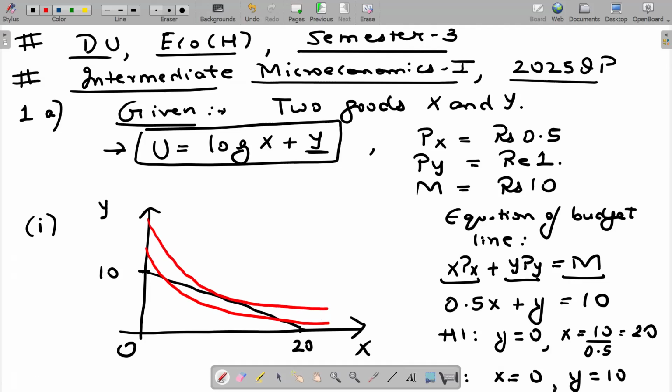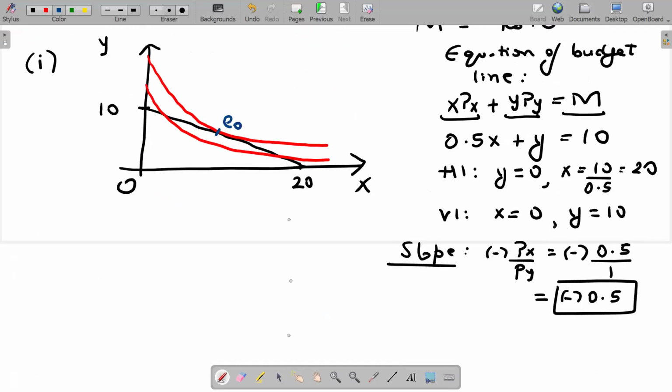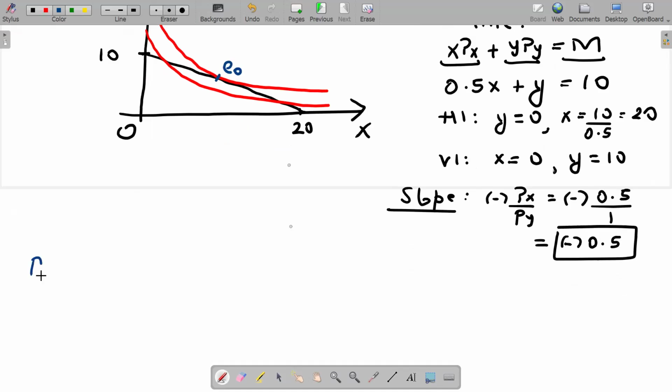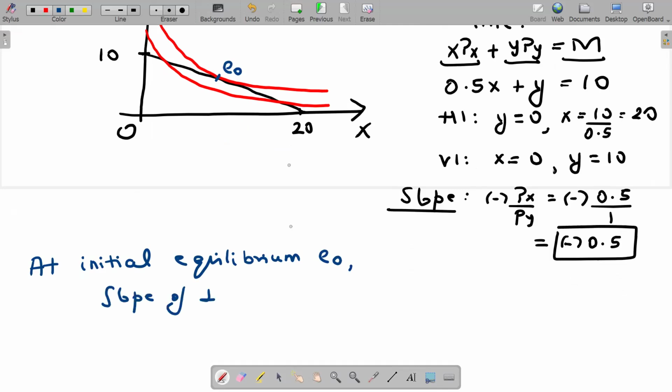And so on. They are going to cut the y-axis because y is a linear good, and they are going to be asymptotic to the x-axis where x is the non-linear good. Now clearly we can see that the equilibrium will occur somewhere at the tangency point. So that is going to be my initial equilibrium. So I can write at the initial equilibrium, E0, slope of the indifference curve is exactly equal to the slope of the budget line.